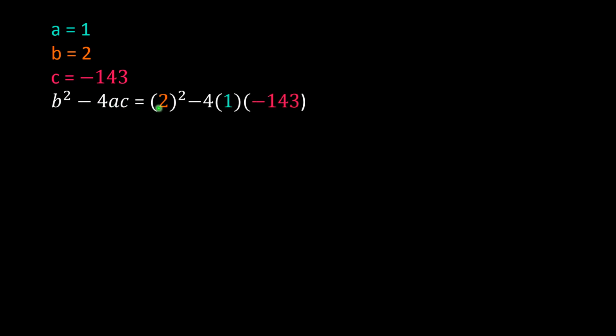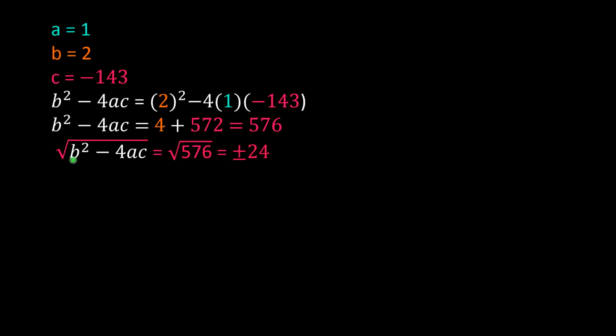We will substitute the values. For b we will put 2, for a we will put 1, and for c we will put minus 143. So 2 squared will be 4, minus 4 multiplied by minus 143 will be plus 572, and 4 plus 572 will be 576. Now we will take square roots on both sides.